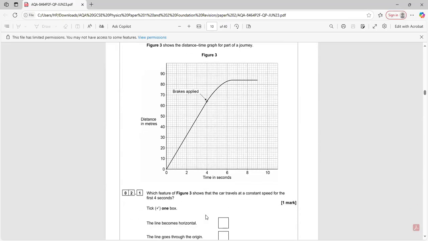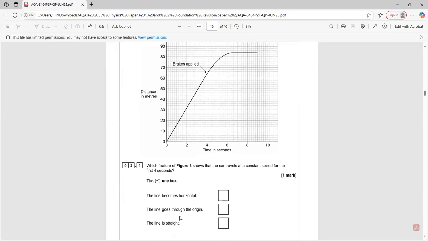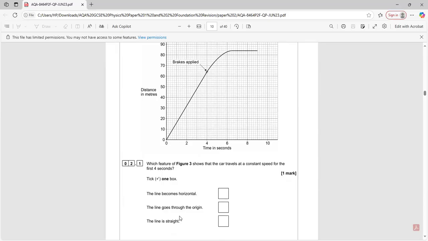Okay. So the question says, which feature of figure 3 shows that the car travels at a constant speed for the first 4 seconds? Of course, constant speed means that you have a straight line, which means the gradient is constant. Simple. Constant speed for the first 4 seconds. The line is straight. There's no other option here that fits. It's the last one that's correct.